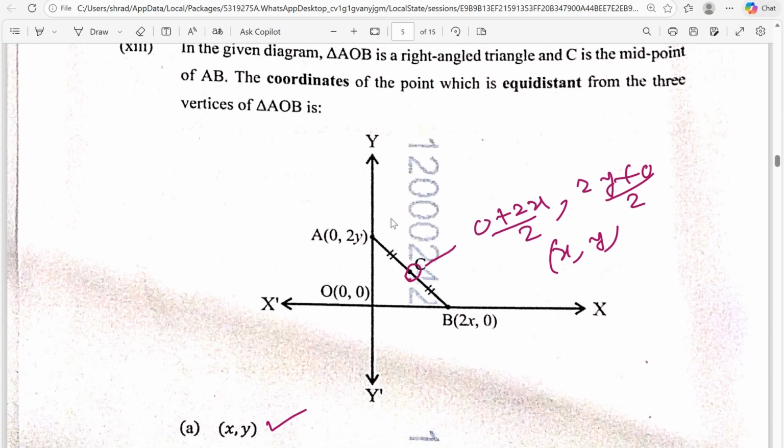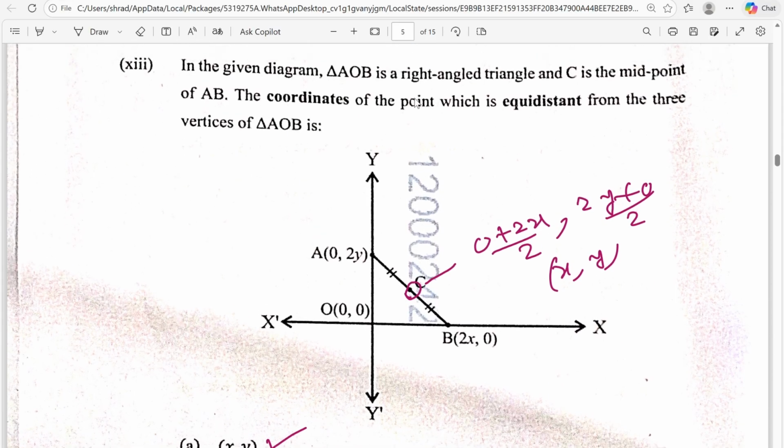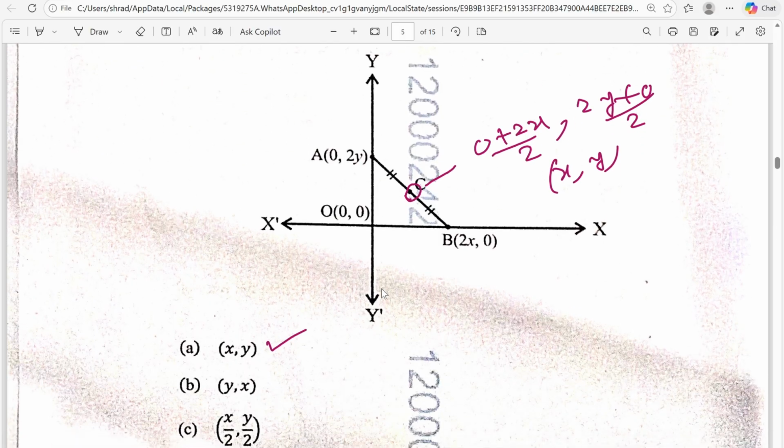Next, question number 12. In the given diagram, a right angle triangle, C is the midpoint of AB. The coordinate of the point which is equidistant from the three vertices is the midpoint of the hypotenuse. The midpoint of the hypotenuse is this, XY. So the answer is option A.